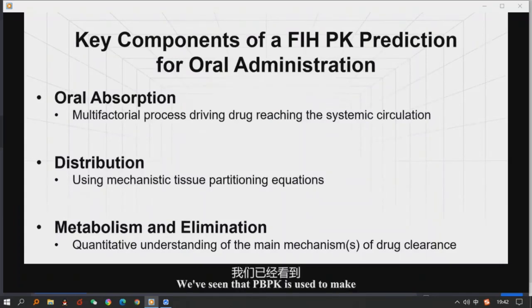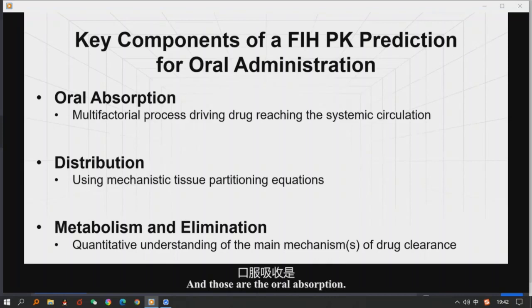So we've seen that PBPK is used to make first-in-human pharmacokinetic predictions. And we've also seen that there are a number of manuscripts highlighting the accuracy and the value of applying PBPK for first-in-human pharmacokinetic predictions. Now we will focus on the key components of a first-in-human PK prediction for oral administration.